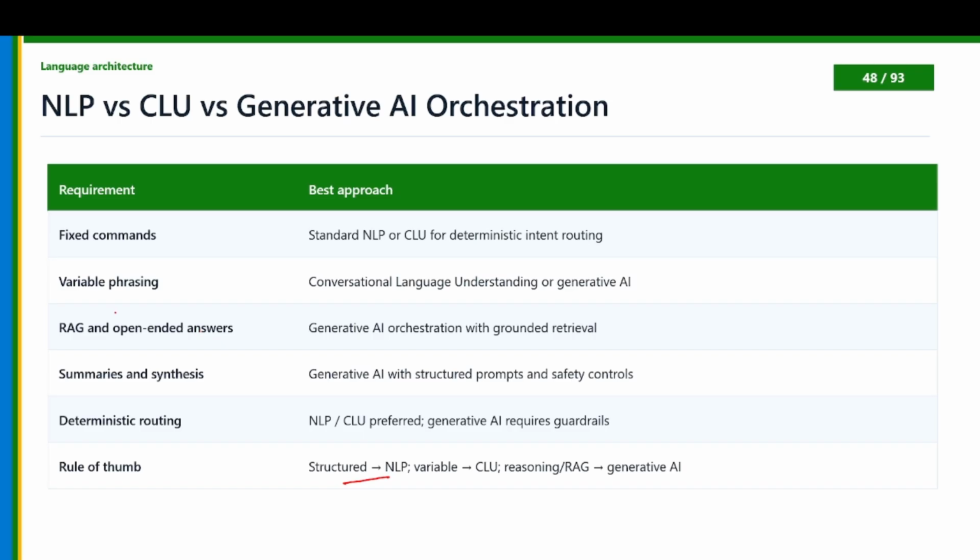If any of the requirement is structured, use NLP. Any of the requirement that involves variable input and output, use CLU, conversational language understanding. Any of the requirement that requires deep reasoning and RAG database, then you should use generative AI.